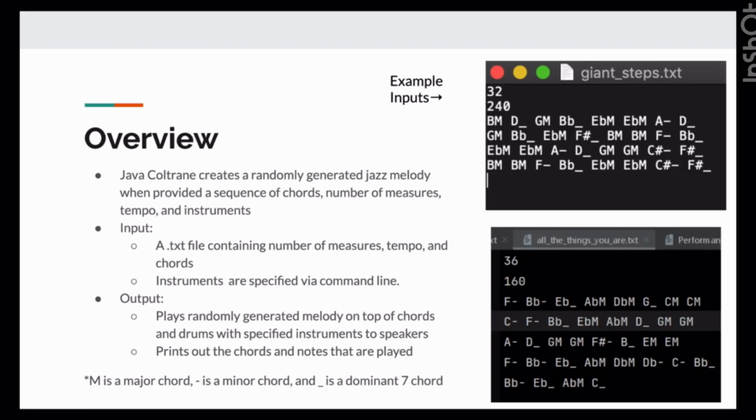Coltrane creates a randomly generated jazz melody when provided a sequence of chords, number of measures, tempo, and instruments. As input, it takes a text file containing the number of measures, tempo, and chords, and also two instruments, one for the melody, one for the chords, specified via the command line. As output, it plays randomly generated jazz melodies on top of chords and drums with specified instruments on your computer's audio, and it also prints the chords and notes that are played.